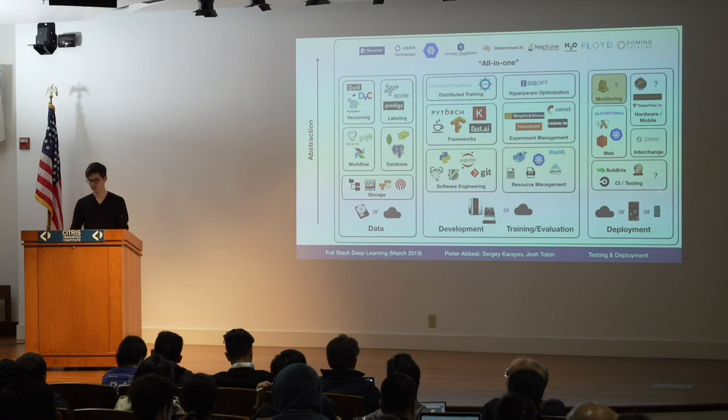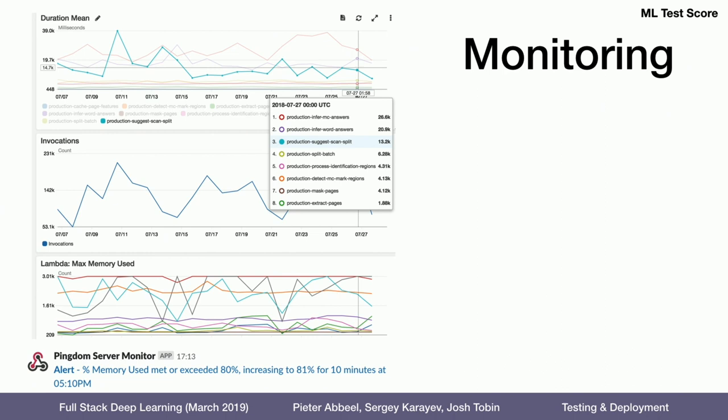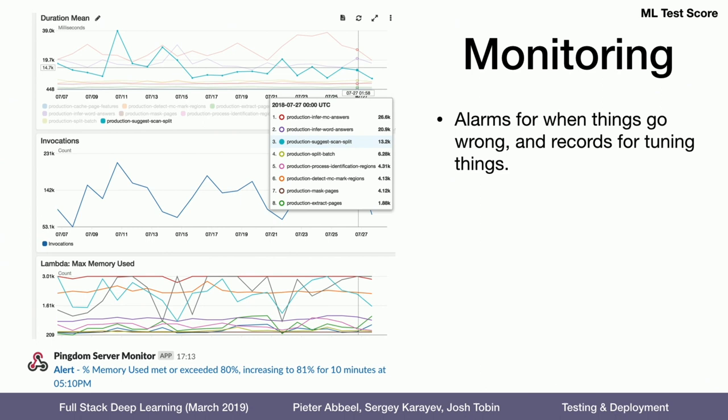So the next thing I want to talk about is monitoring. Alerts of downtime, errors, distribution shifts, a bunch of monitoring tests. The basic monitoring that you want to cover is how long each execution of your request takes, like when you answer a user request, how long does it take to execute? How much memory did you use in answering it? How many invocations per second are you getting? And then you probably want to set up alarms for when things go wrong. So maybe your error rate is above 1% per minute, that sends you an email and says something's wrong.